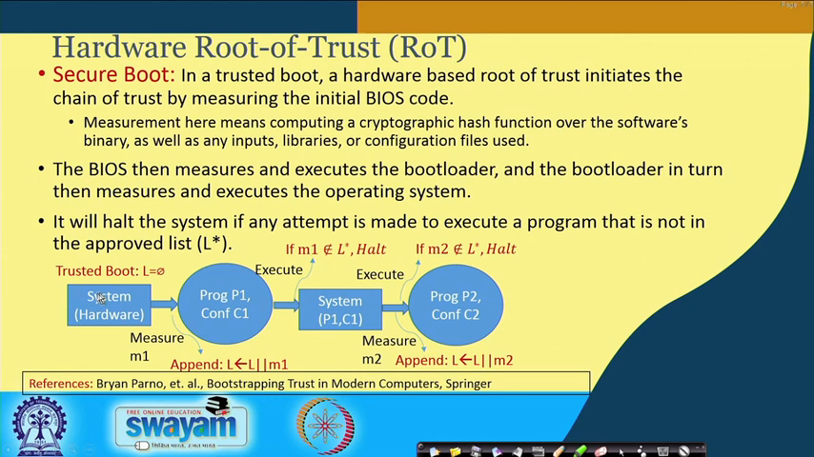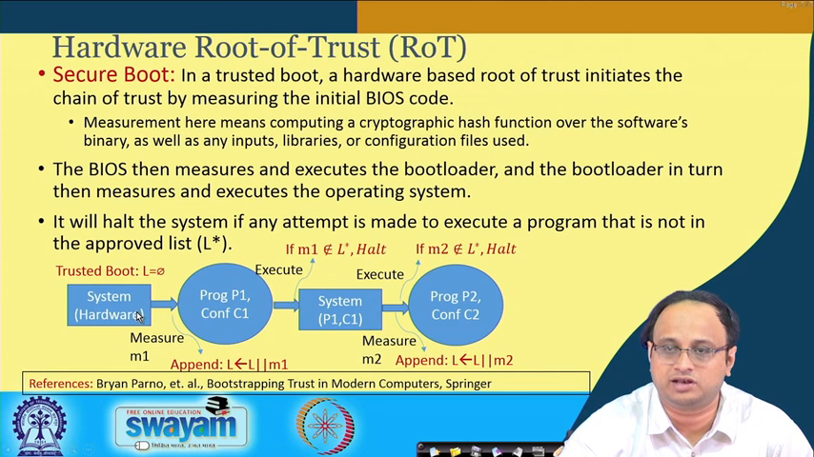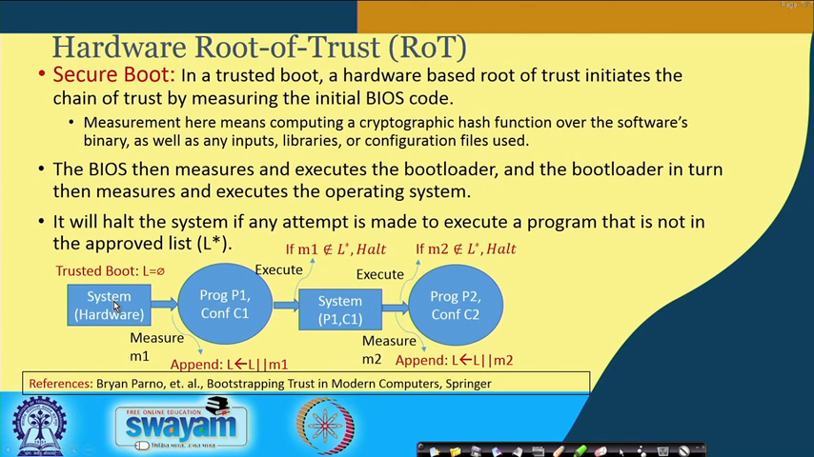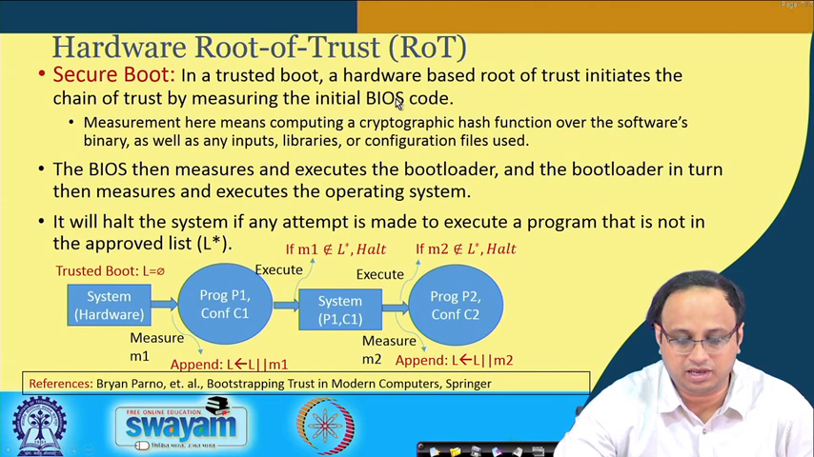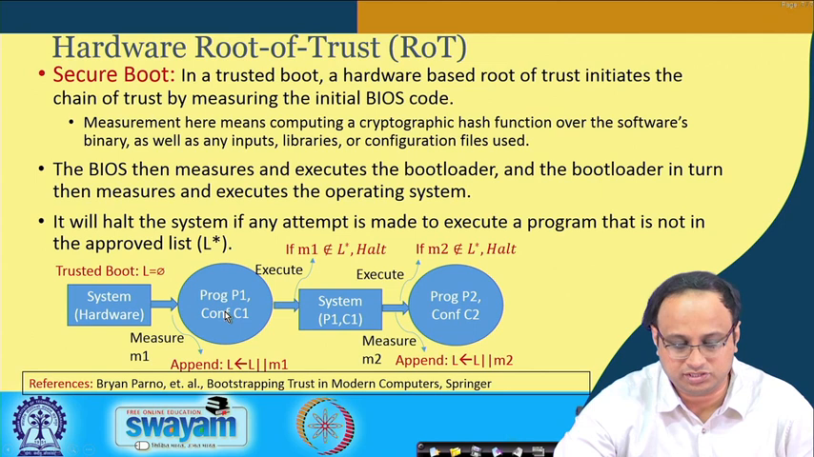It tries to measure the initial BIOS code, but before it executes the BIOS code, it does a measurement. This measurement is to understand whether the BIOS is legitimate or not. What exactly the measurement is can be discussed, but let us get the overall idea. The hardware root of trust initially measures the initial BIOS code. The measurement could very simply mean taking the program, taking its configuration and computing a cryptographic hash on it. We calculate this hash output and call it the measurement of the BIOS.